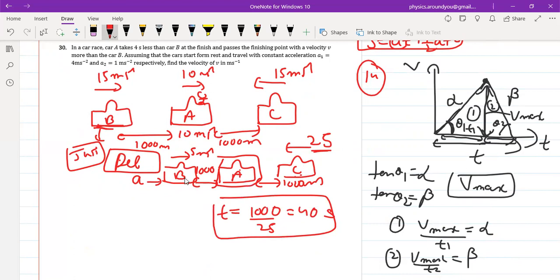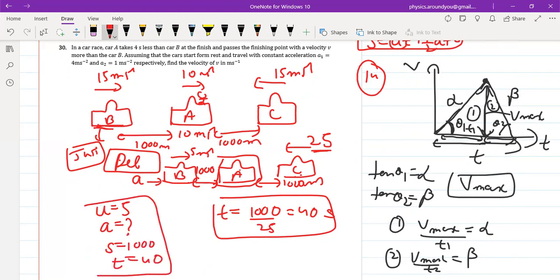In the meantime, B wants to avoid an accident. So it has to just reach 1000. Initial velocity is 5. Acceleration, I do not know. Distance is 1000. Time taken is 40. So how will you find out a? S equals ut plus half a t squared. And there you have the value.